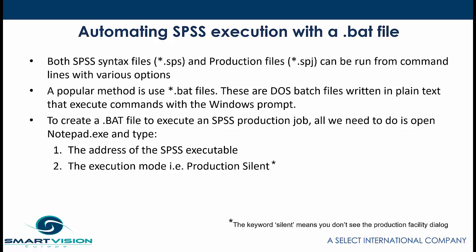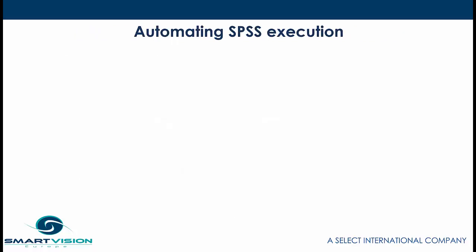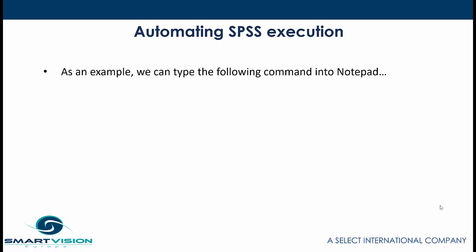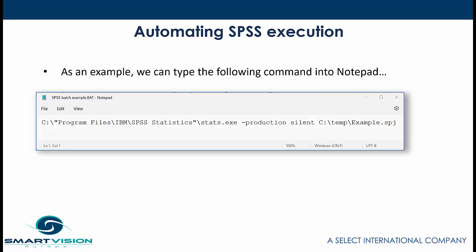You could put in a mode like silent. Silent just means you won't see the production facility dialog opening up. It'll just be a little Windows prompt that opens up in the background. Then the name and location of the production job file. You remember that we put that in C temp, so we just have to tell it that's where it is. And that's it. To show how simple that is, you could just type the following command into Notepad.